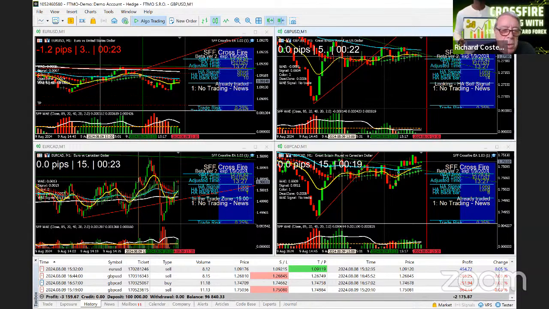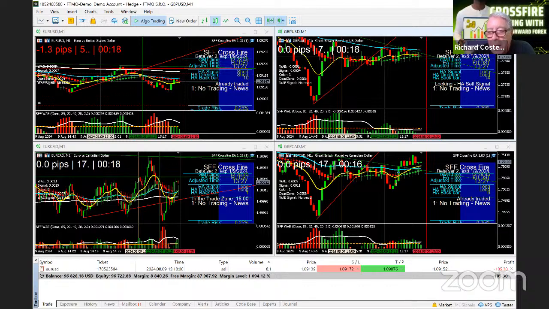But I am in a trade and I'm down 105 pips. So whilst there's nothing happening, I'm going to go through my settings, unless there are any questions.